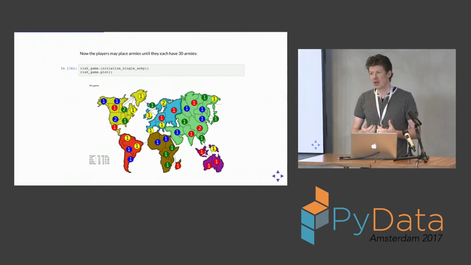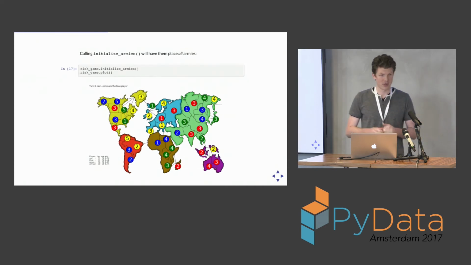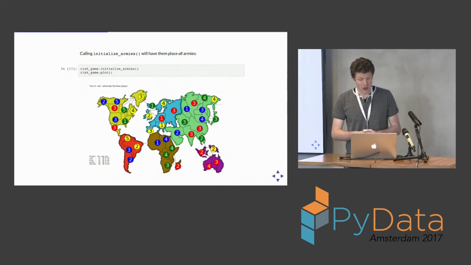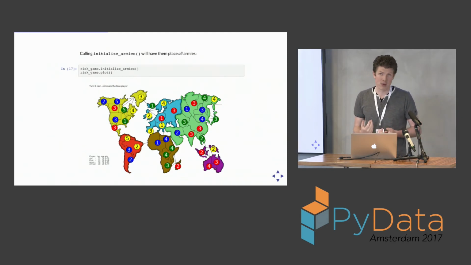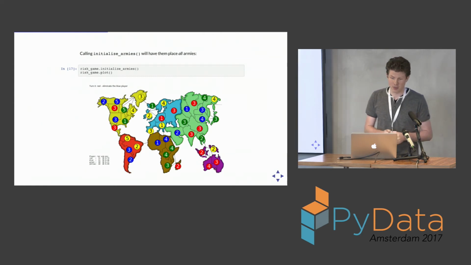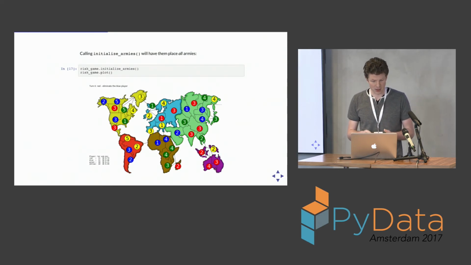Now they can place armies up until they each have 30 armies on the board, and it may be a little tedious to call this thing 20 times. So there's also a method that says just initialize armies, and that handles all of it. So then this is the game board. All players have placed their armies, and now it's time for the first turn. It says in the top left, turn 0, red. It also mentions the mission of this player, namely eliminate the blue player.